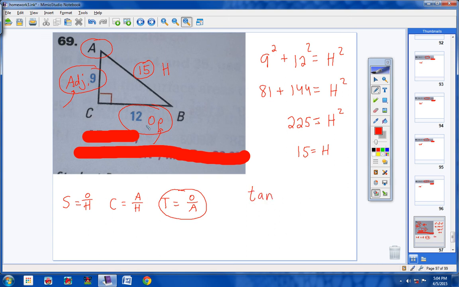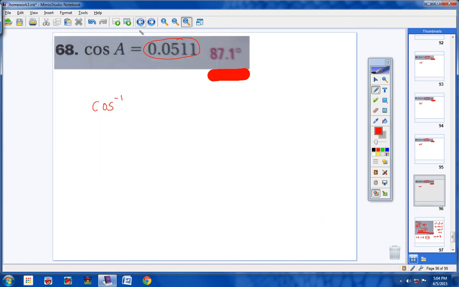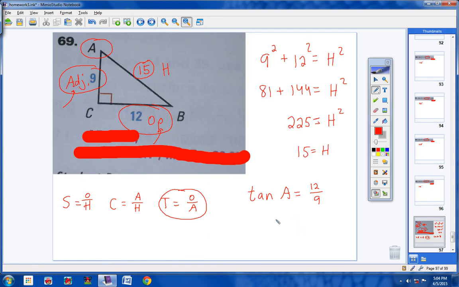Okay, what angle did I circle? A equals opposite over adjacent. Okay? Now, we just learned back here, whenever you're missing the angle, you hit second cosine or second sine or second tangent. So am I not missing an angle? Yes, I am. So hit inverse tangent or second tangent, and this will pop up. And then type in 12 divided by 9.